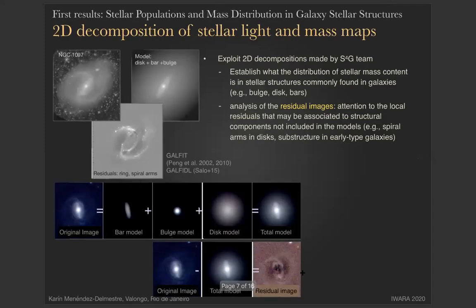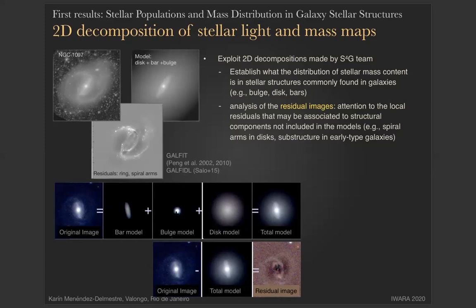So this is the idea, and what we have been doing already, I'm going to show you a few results. What we do is exploit the S4G 2D decomposition of galaxies. Here I'm calling attention to work by Salo 2015 from the S4G team. By taking an original galaxy, you can build a model. In this case, it contains a disk, a bar, and a bulge. You can see how it is here in more detail.